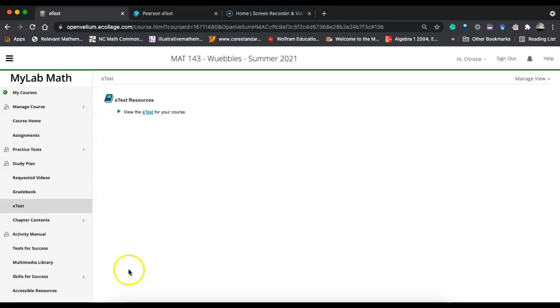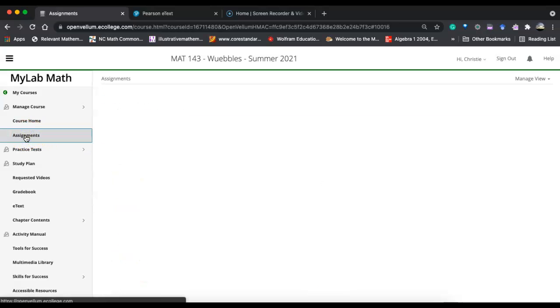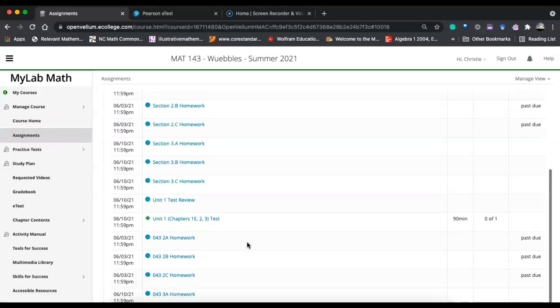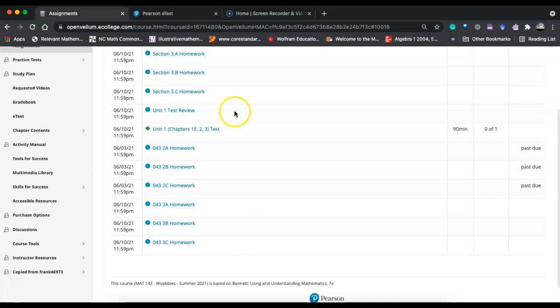So when you come back to My Math Lab in the course, and you click on Assignments, you may see a page similar to this, but I'm going to scroll down to what's your focus for this week. You've got your assignments for sections 3A, B, and C. There is a Unit 1 test review. This assignment is technically optional, but it is the best way to practice for the Unit 1 test.